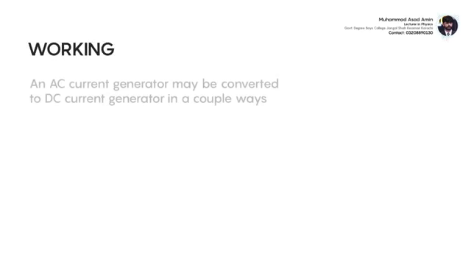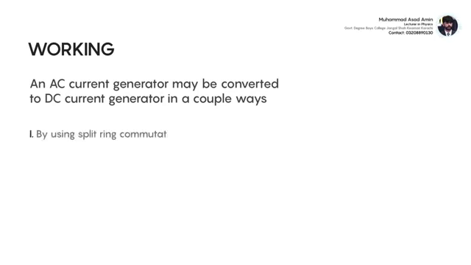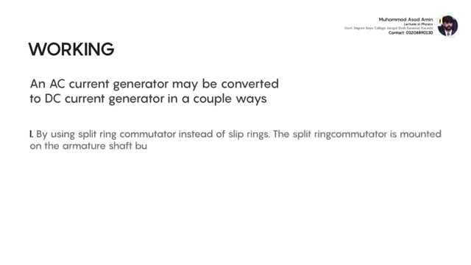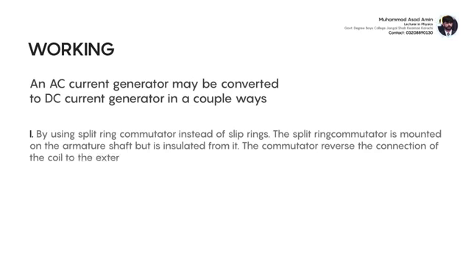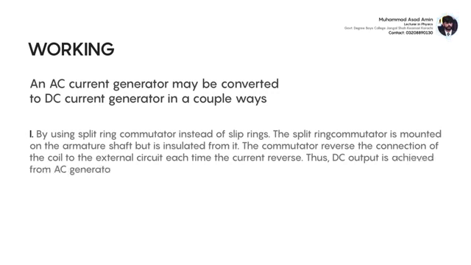Working. An AC generator may be converted to a DC generator in a couple of ways. Number 1. By using split ring commutator instead of slip rings. The split ring commutator is mounted on the armature shaft but is insulated from it. The commutator reverses the connection of the coil to the external circuit each time the current reverses. Thus, DC output is achieved from AC generator.